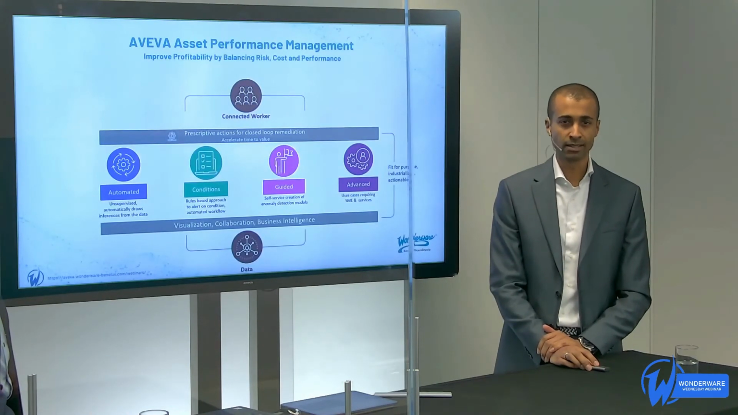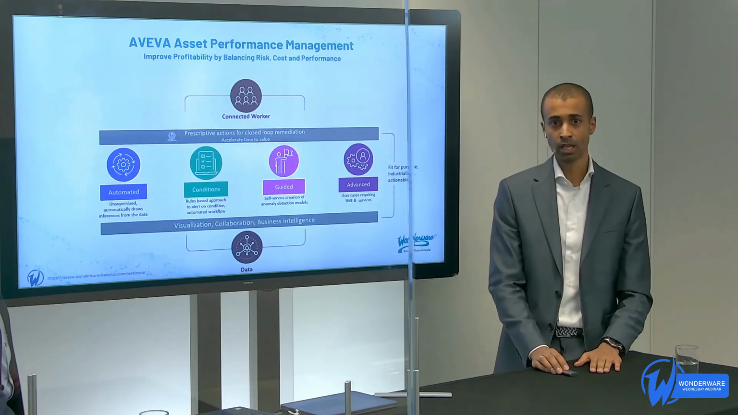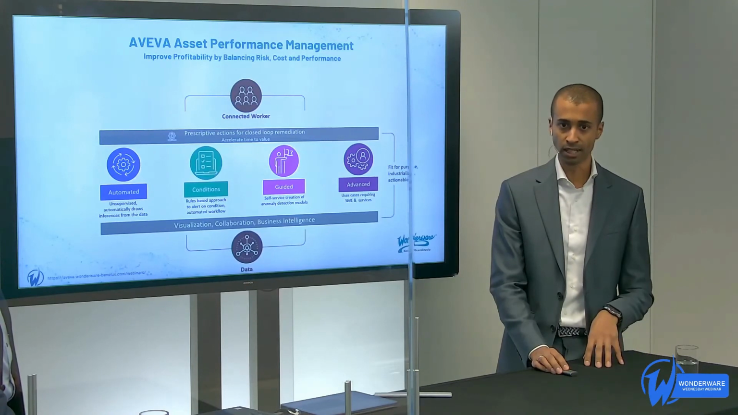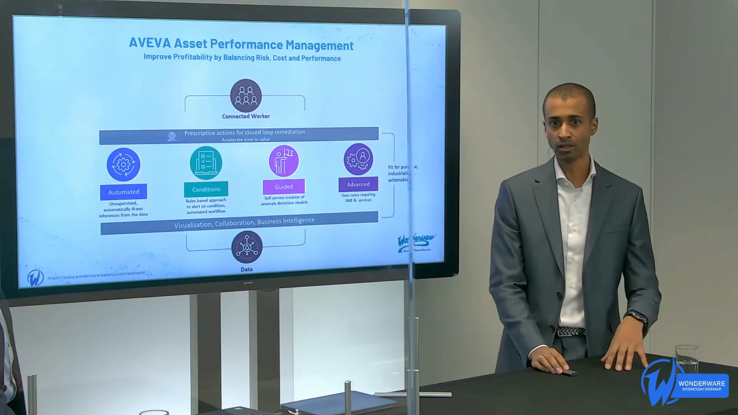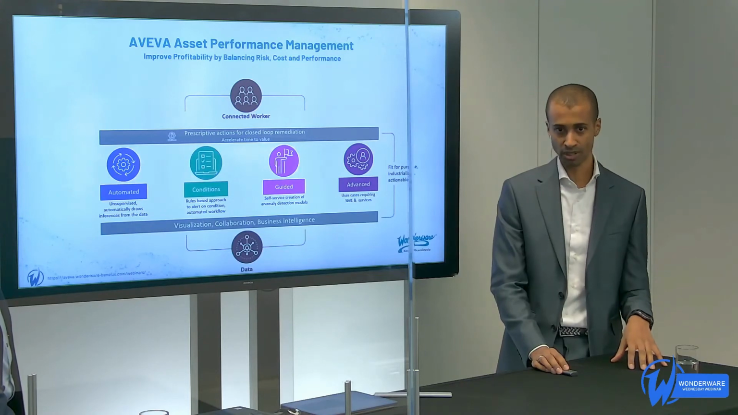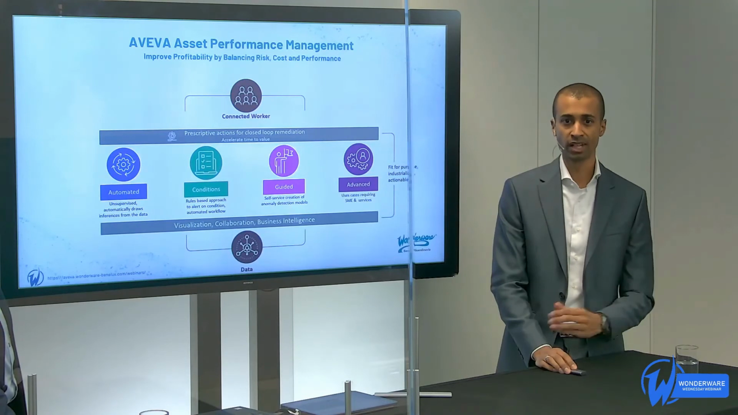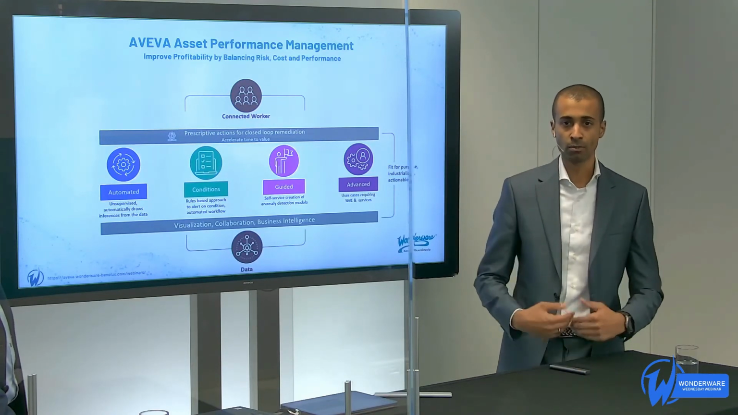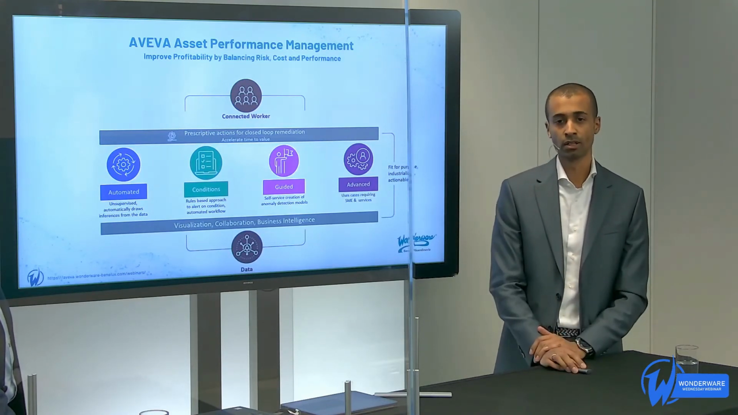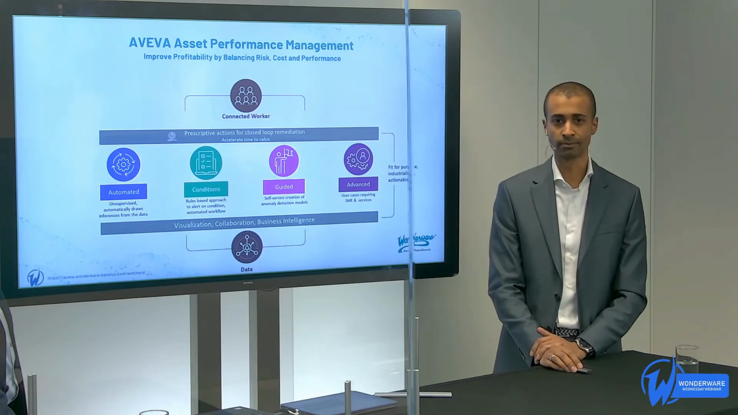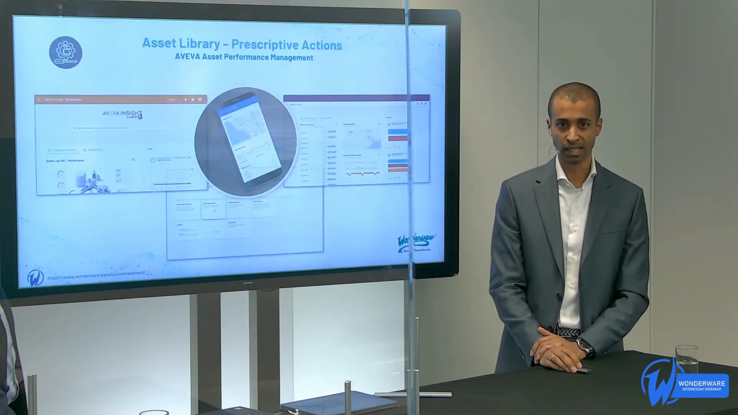And for that, AVEVA developed the asset library. The asset type library consists of many different asset types and their different failure modes that AVEVA built over the course of 20 odd years of consultancy around maintenance. And so we can make use of that information and actually prescribe actions to alleviate a certain problem and make sure that it doesn't lead to that horrendous downtime. So what does that mean?